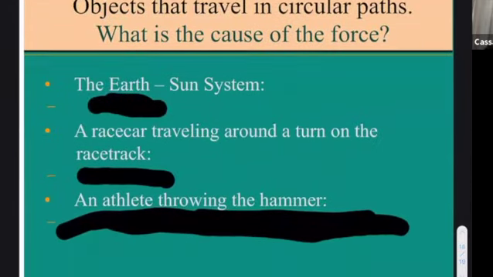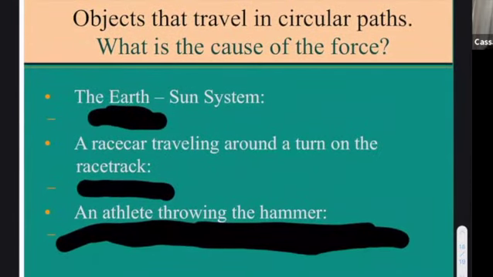Okay, we're going to skip over this part. Think about this for a second. What is the cause of the force for these circularly traveling objects? Think about this first one, the Earth. Why does Earth orbit the sun, in that circular-ish path? That is because of gravity. Two objects are always equally pulling each other, and gravity is a force pulling them towards each other, and that force never changes.